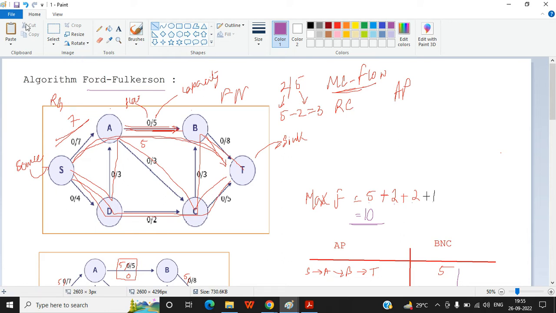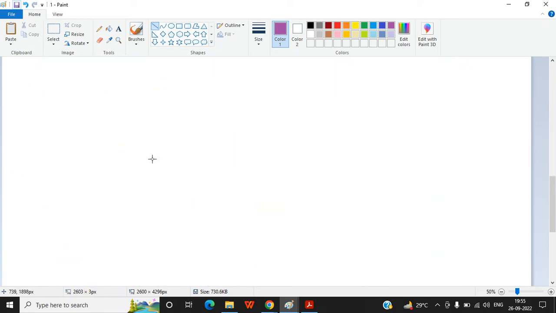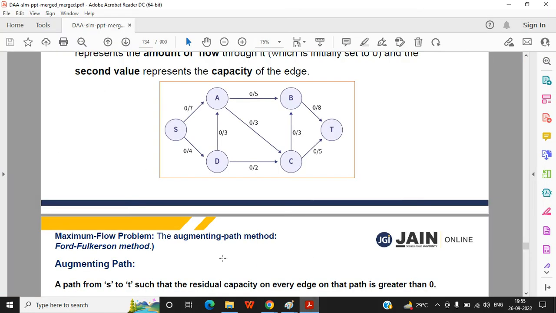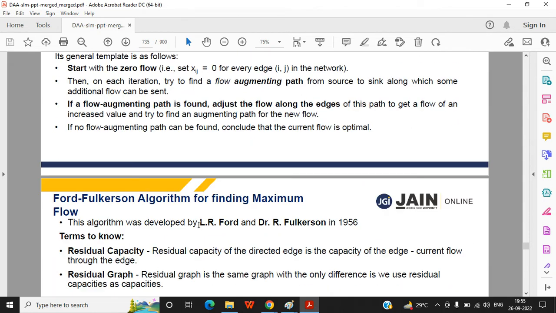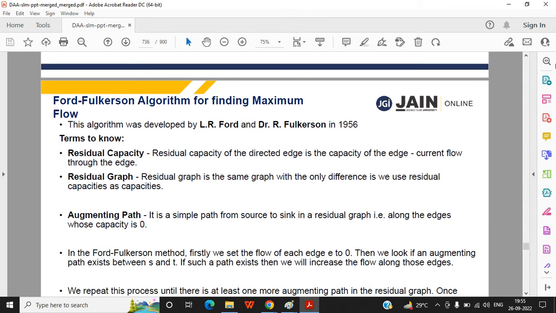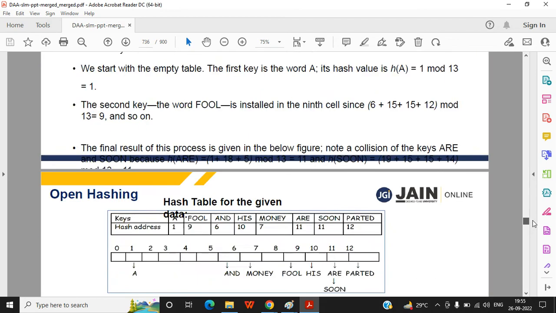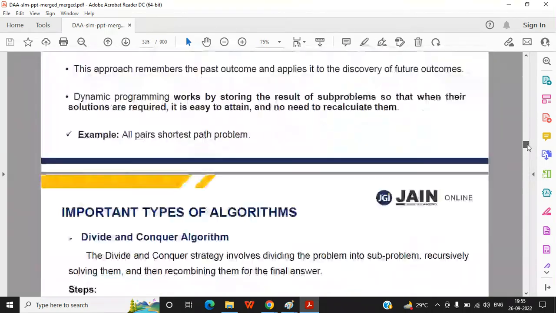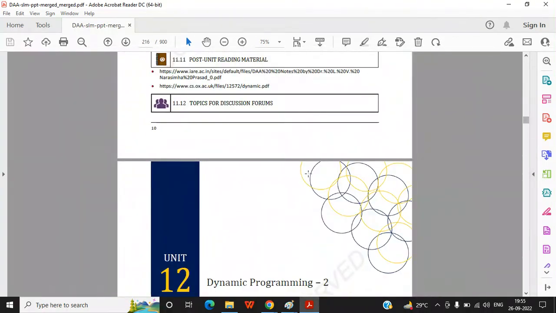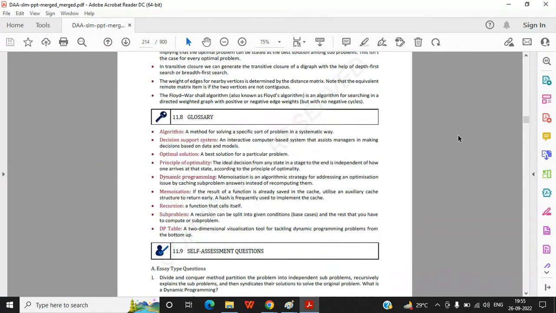Now we have to move to the next unit, that is unit 11. So let's go to that part. From here you may be asked many short questions like what is a residual graph, residual capacity, augmenting path. Next we have unit 11. This is your unit 11.